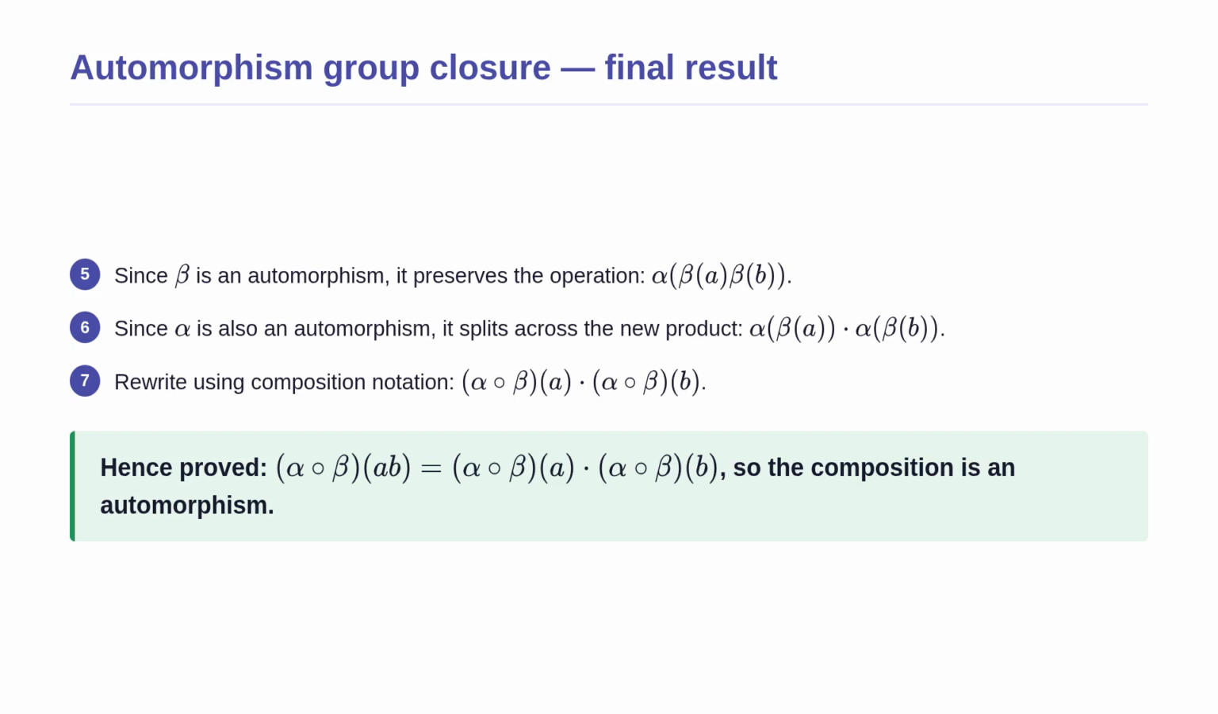Now we focus on the inner function beta, which is applied to the product. Because beta is an automorphism, it is guaranteed to preserve the group operation perfectly. So we can split it into beta of A times beta of B. Next, we apply the exact same logic to the outer function, alpha. Since alpha is also an automorphism, it splits across the new product just like the inner one did. Rewriting this in standard composition notation, we see that the composed function preserves the group operation. This proves the closure property, confirming the set of automorphisms forms a valid group.